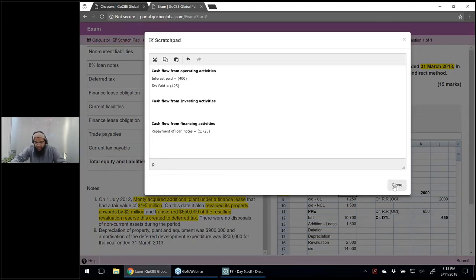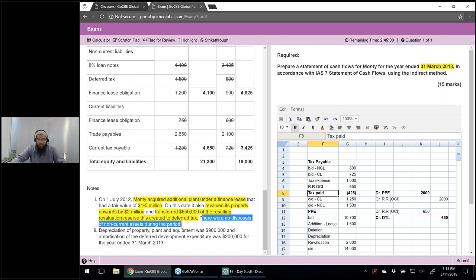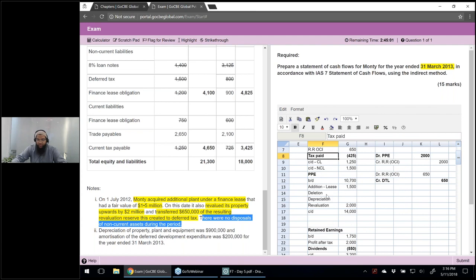Let me check the formula again. The carried down sum minus G4 to G7. Okay. So now we have incorporated adjustment number 1 entirely. The question says that there were no disposals of non-current assets during the period. So there is no deletion, 0, or we can also empty the line.